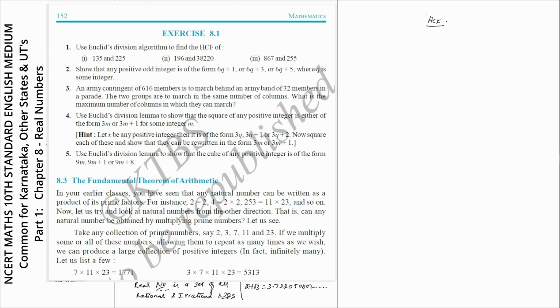See, what is the normal procedure to find the HCF? For example, we need to find the HCF of 32 and 8. So what is the normal procedure? Write all the factors of 32. 1 is a factor of 32. Then 2 16s are 32, so 2 is a factor. Then 4 8s are 32, so 4 is a factor of 32. Then 8 4s are 32, so 8 is a factor of 32. Then 16 2s are 32, so 16 is a factor. Then 32. All these are factors of 32.